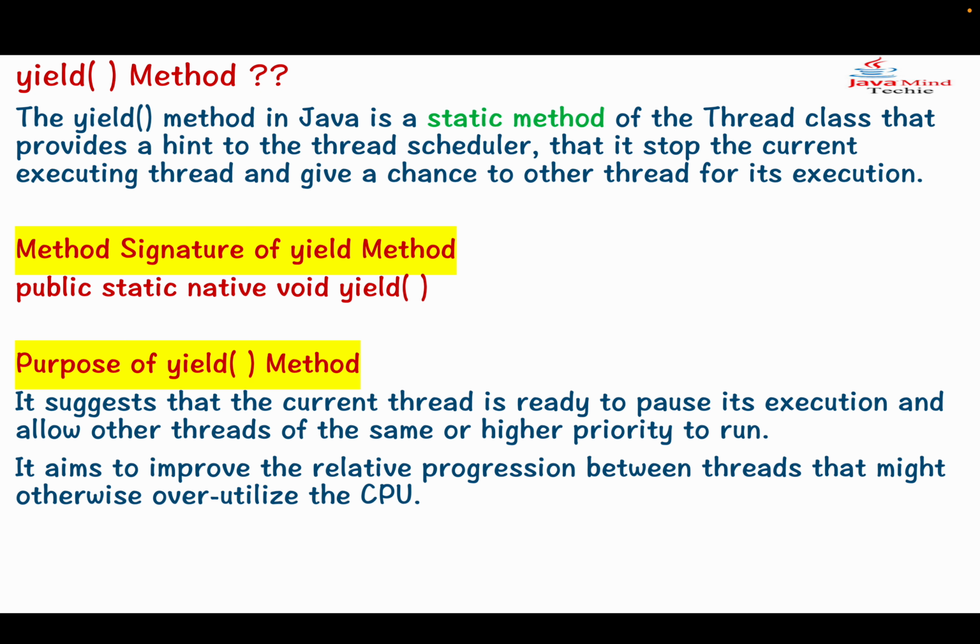Correct guys? Yes. So it aims to improve the relative progression between threads that might otherwise overutilize the CPU. That thing also, guys, keep in mind. So the first point means it suggests that the current thread is ready to pause. The current thread is ready to hold its execution and allow other threads of the same or higher priority to run. Correct guys? I hope you understood.